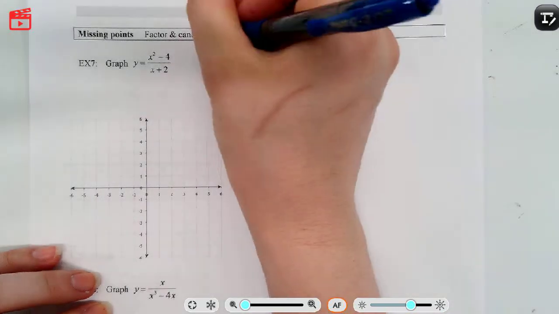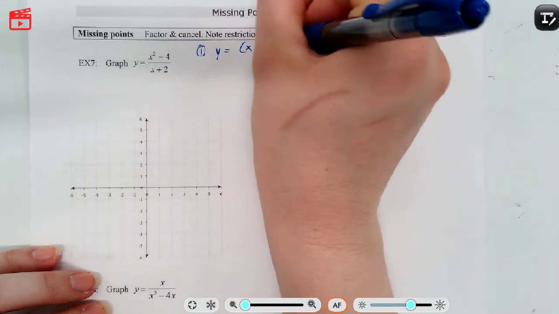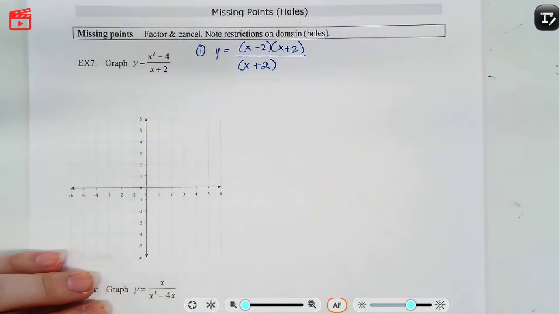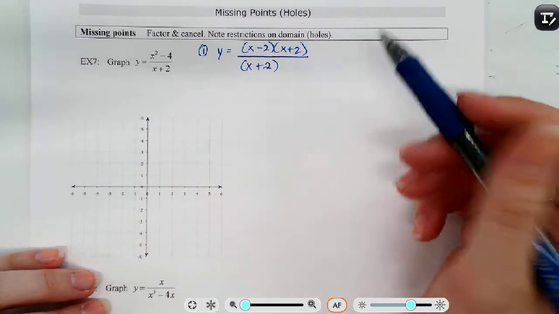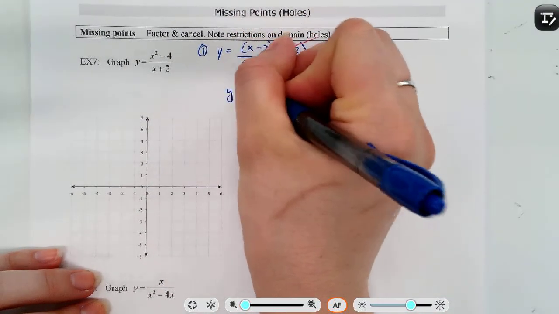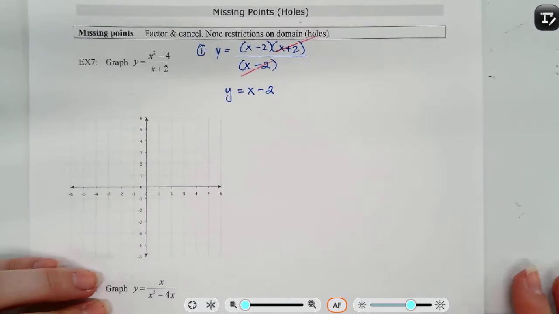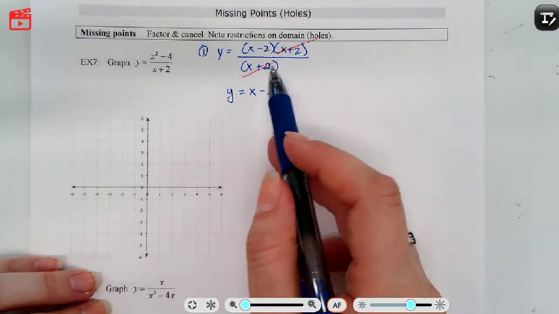All right, so first things first, as we always do, we're going to factor. And look what happens. When I factored, I noticed that these two are the same. I could cancel those factors out, and then I'm just left with the equation y equals x minus 2. So this means that we don't have a vertical asymptote. Though in our domain, we still cannot have negative 2.